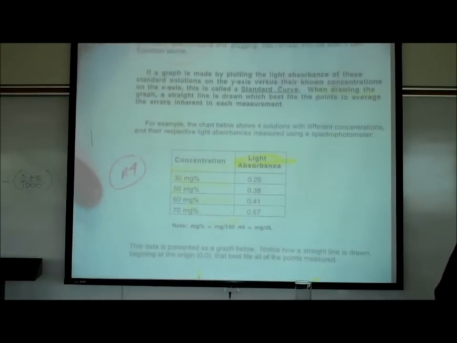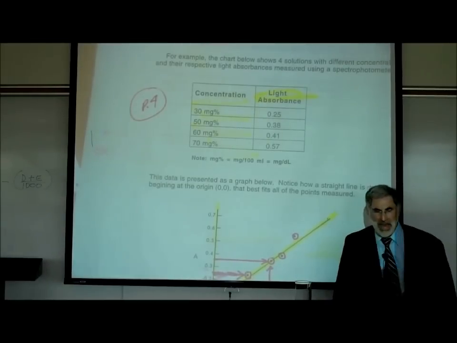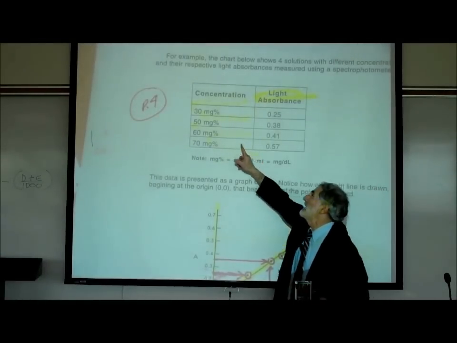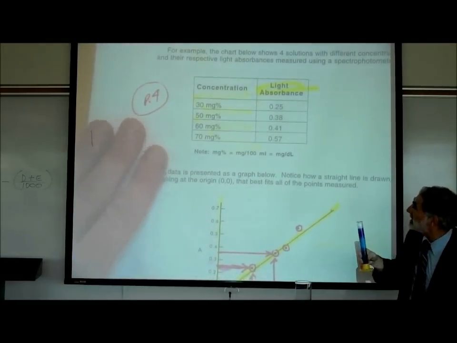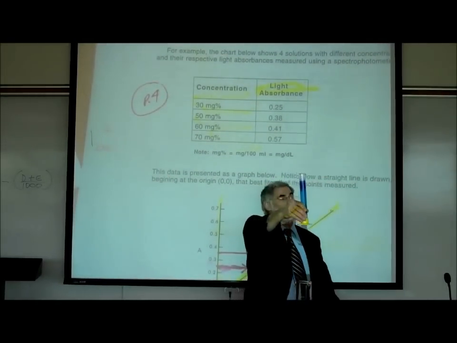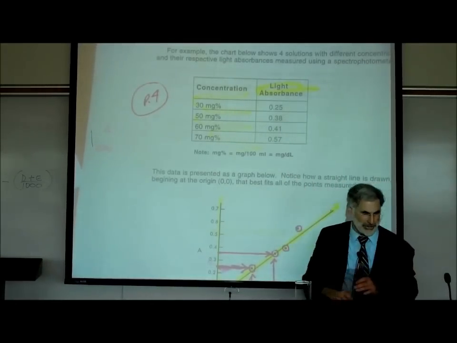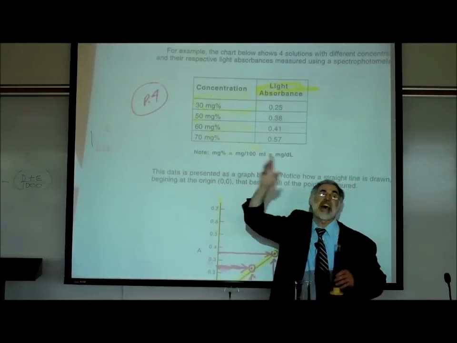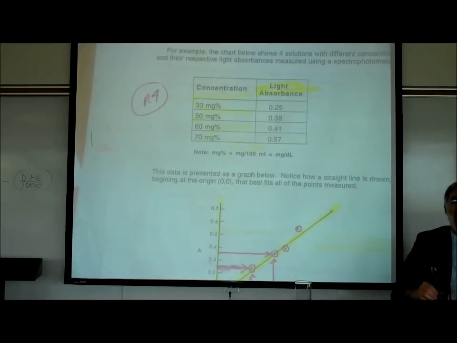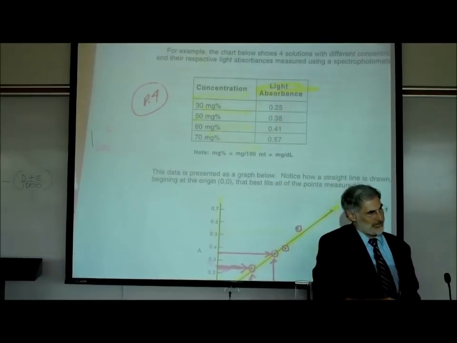All right, so on page 4, this would be a better approach. A better approach is not to make one known solution, but to make many known solutions. So let's imagine I prepared a 30 milligrams percent glucose solution, and a 50 milligrams percent glucose solution, and a 60 milligrams percent glucose solution, and a 70 milligrams percent glucose solution. I have prepared many solutions, and I measure all of their light absorbances.